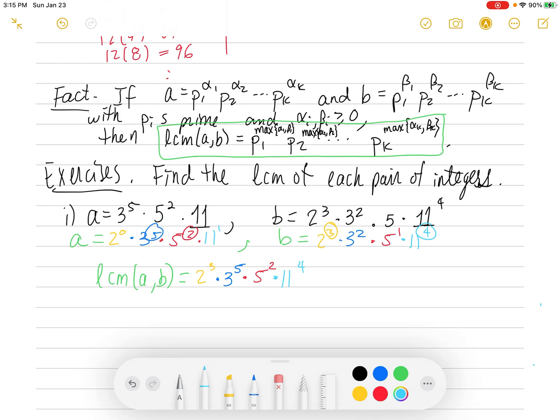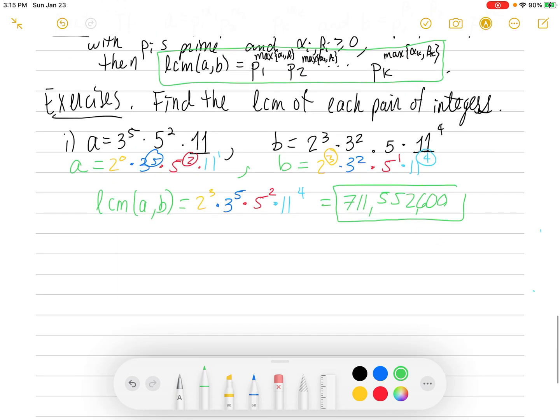I'd be perfectly happy with that as an answer, but I'm going to go ahead and multiply it out just to see what that turns out to be. Sometimes your numbers are too big to multiply in a calculator, but I think this one is handleable. I'm multiplying everything out in my calculator. I got a big number: 711,552,600. It's the LCM, so it's huge.